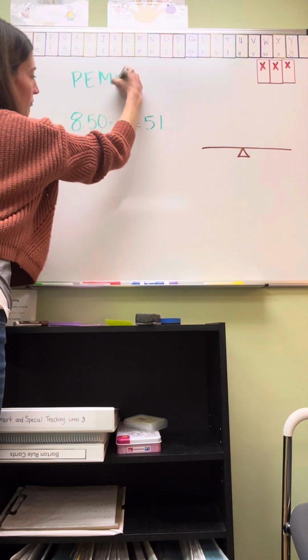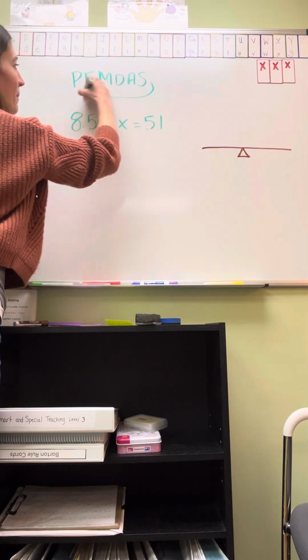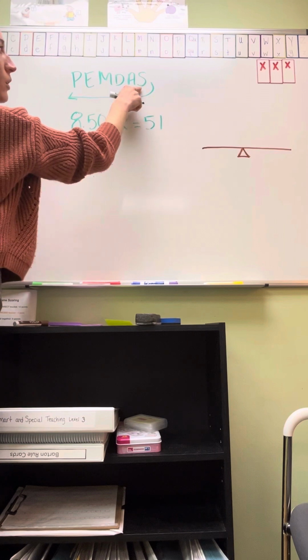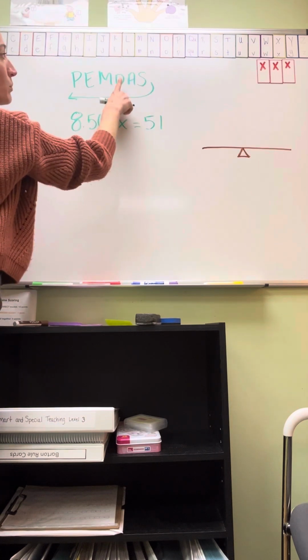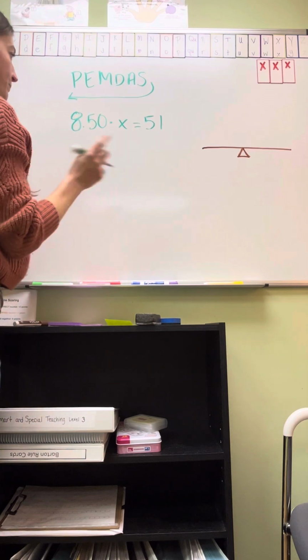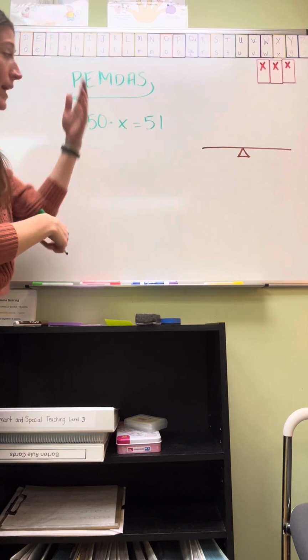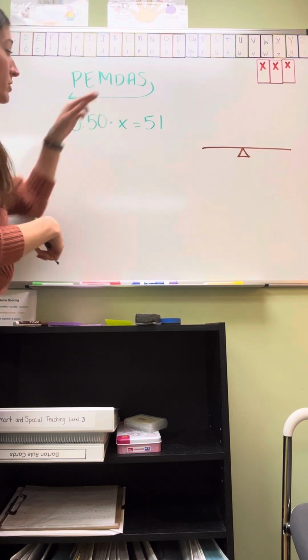which you should be pretty familiar with at this point. If not, definitely do a review. But we're doing PEMDAS backwards. We start with the addition and subtraction. We then do division and multiplication before we do our exponents and our parentheses. In this case, I actually don't have any addition and subtraction, so I'm going to ignore that, and I'm going to go right to multiplication and division.